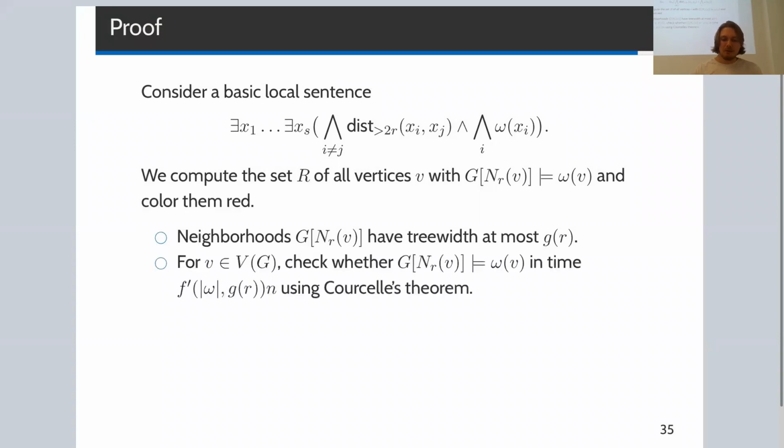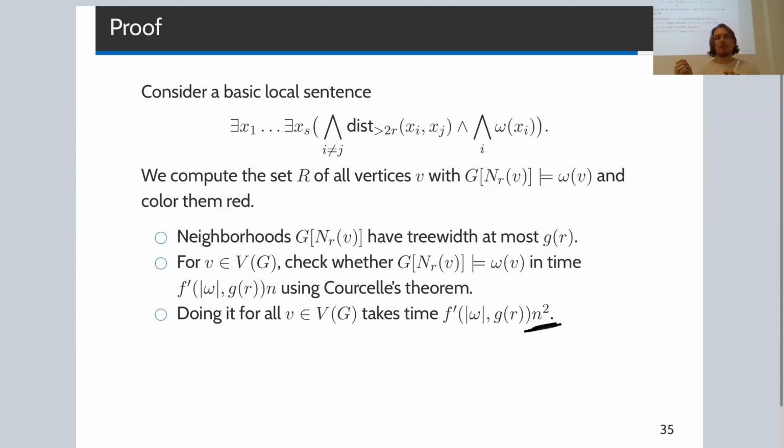So we can enumerate over all vertices and check whether this neighborhood satisfies omega using Courcelle's theorem, because the tree width is bounded. So the running time that we get is some function of omega and some function of the tree width, which is bounded by g of r times n, because the neighborhood is of size at most n. And we not only have to do it for a single vertex, we have to do it for all the vertices. And this is where the quadratic factor comes in, because for every vertex, we have to use Courcelle's theorem.